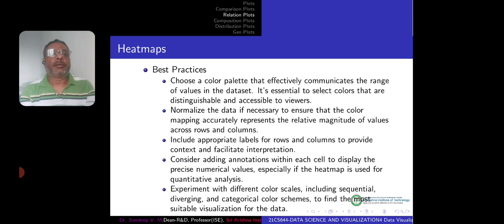We can experiment with different color scales, including sequential, diverging and categorical color schemes, to find the most suitable visualization for the given data. So before concluding, just try all possible color scales and see, and whichever gives the best visual effect, use that.